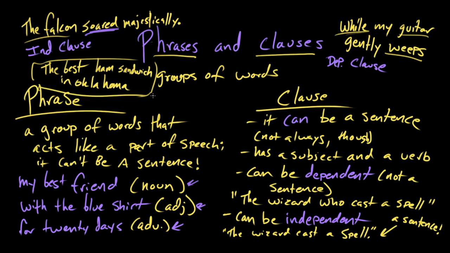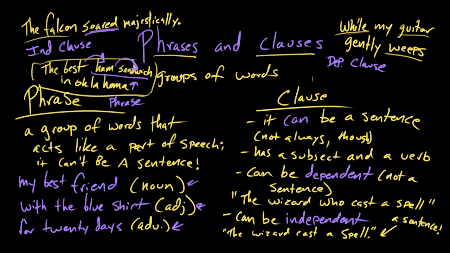Got one for you, Rosie. What about the best ham sandwich in Oklahoma? Is that a phrase or a clause? That is a phrase. Why is that? We don't have a verb. This is all a subject. We've got the best, so we've kind of got this superlative thrown in there, but it's all modifying ham sandwich. It's actually all modifying sandwich, because it's the best ham sandwich. And then we've got this other prepositional phrase that also modifies sandwich. So that's a phrase.